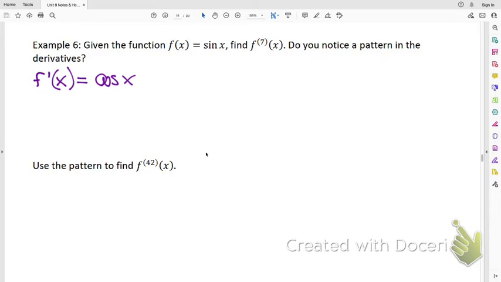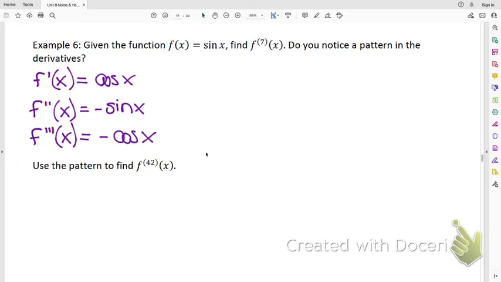All right. So if I went to second derivative, what is the derivative of cosine? Negative sine, right? All right. Now what if I went to the third derivative? The derivative of sine is cosine. So what's the derivative of negative sine? Negative cosine.